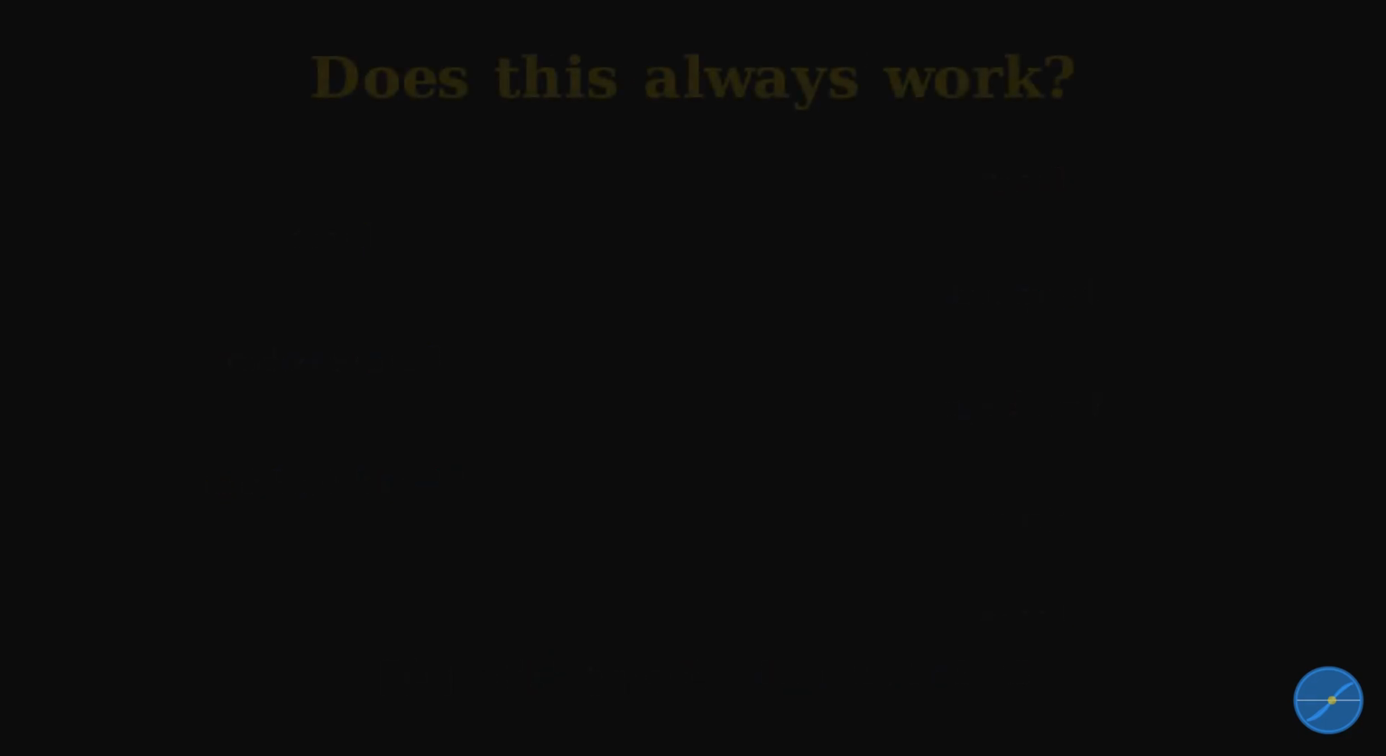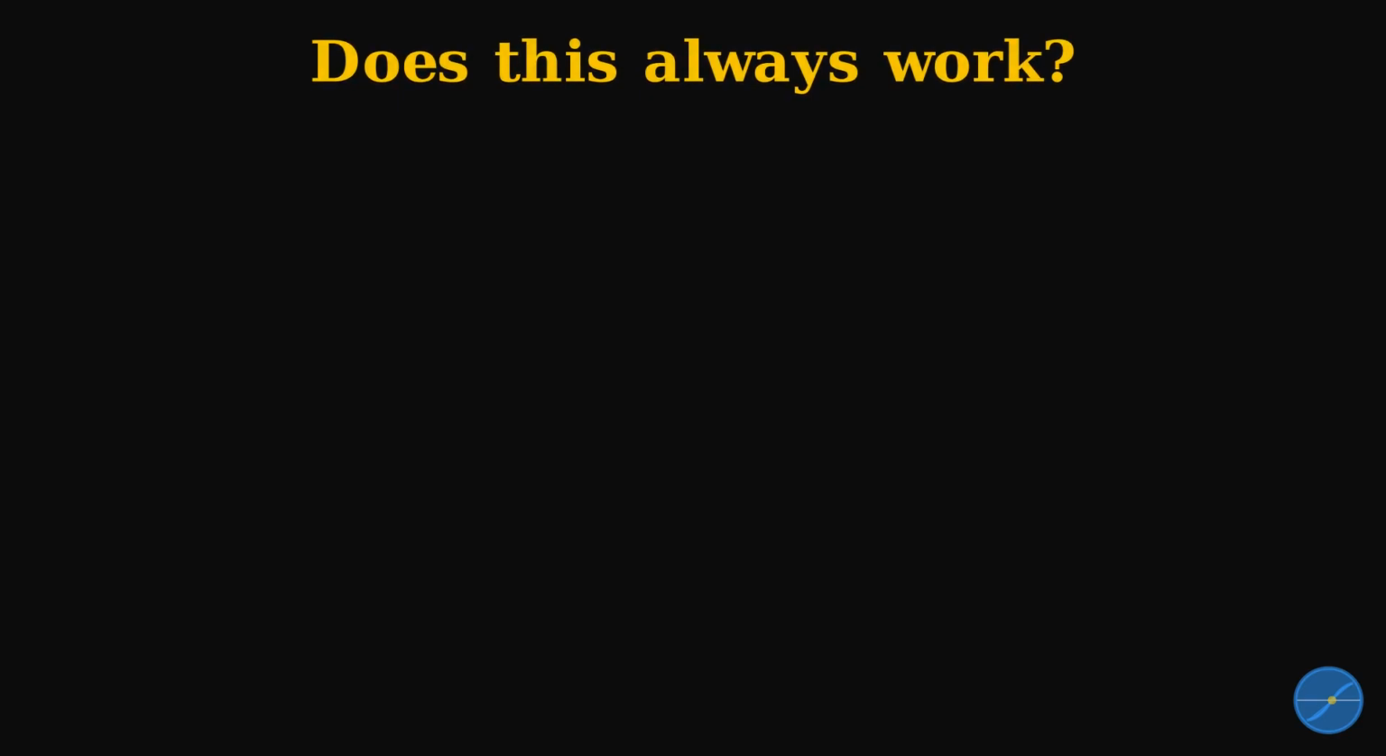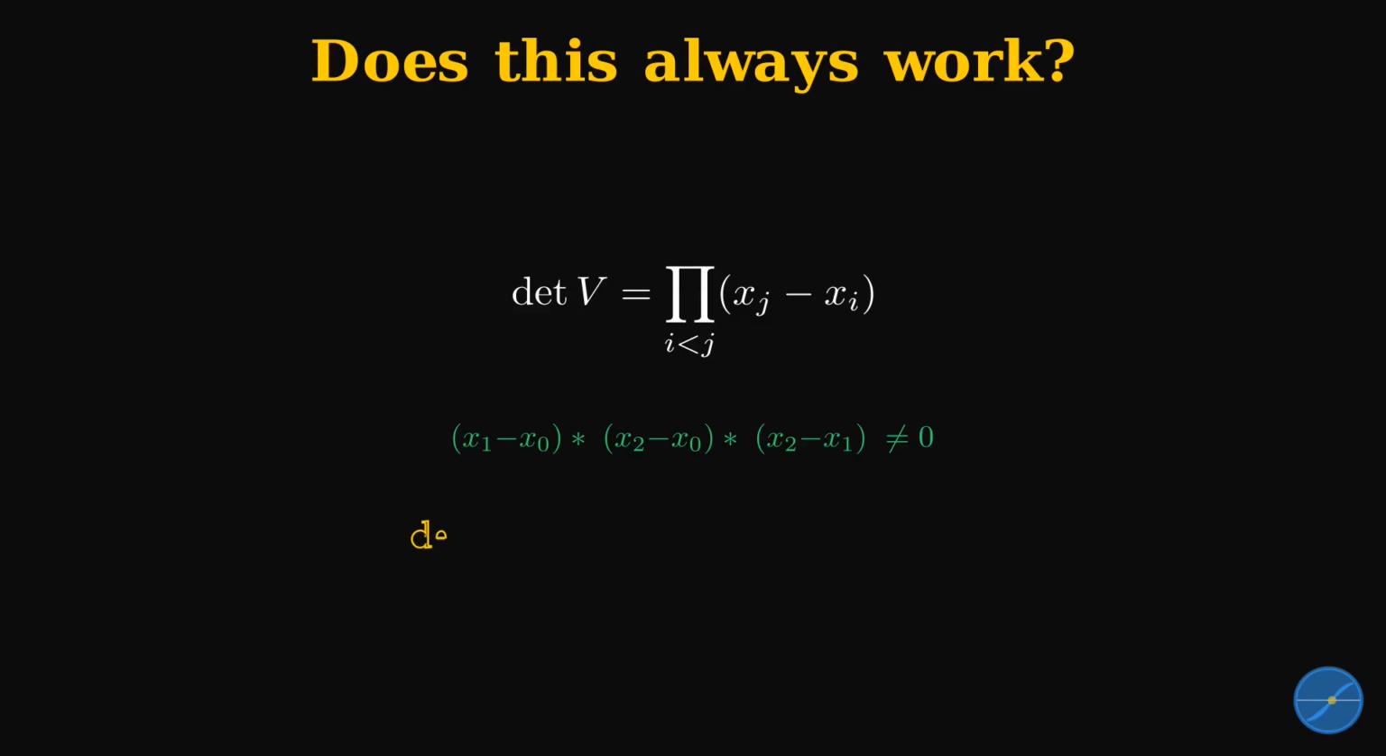Would this always work for any set of points? The determinant of the Vandermonde grid is the product of all the differences, each later point minus each earlier one. No two points are equal, so every difference is non-zero. A product of non-zeros is non-zero. A non-zero determinant means exactly one solution. The polynomial exists and it's unique.